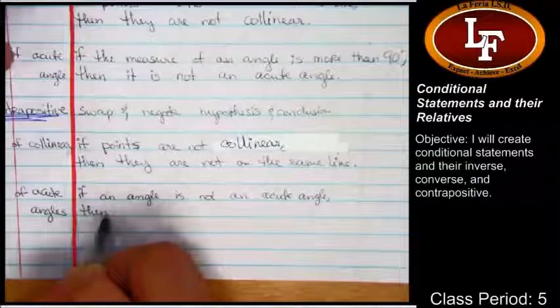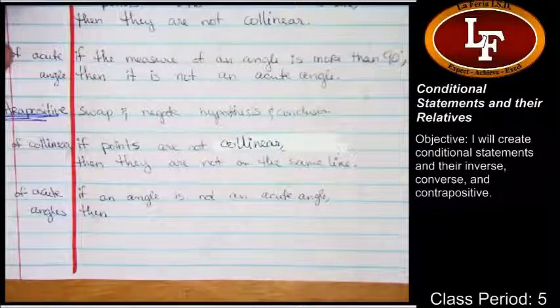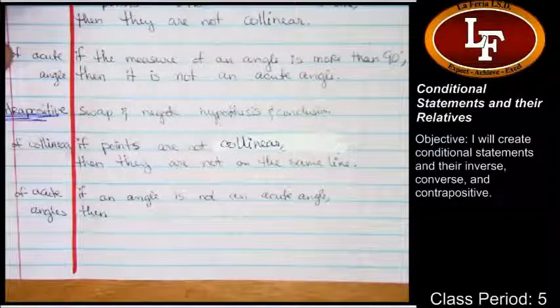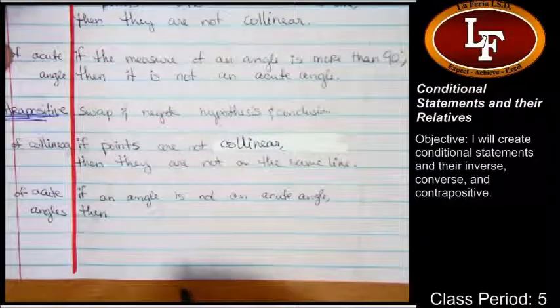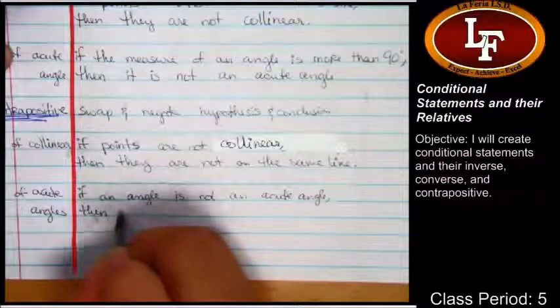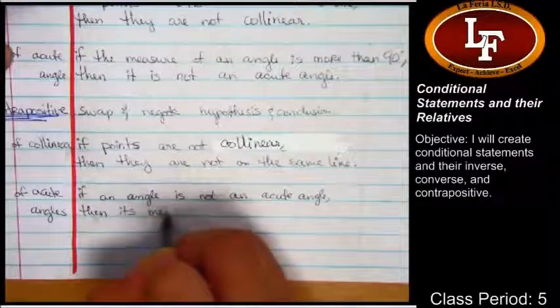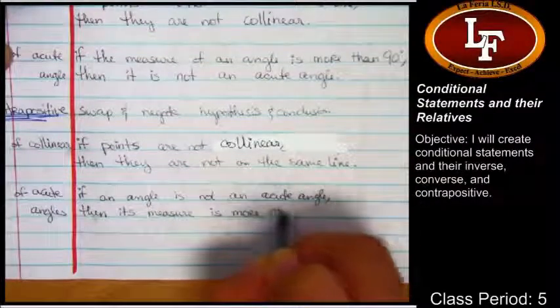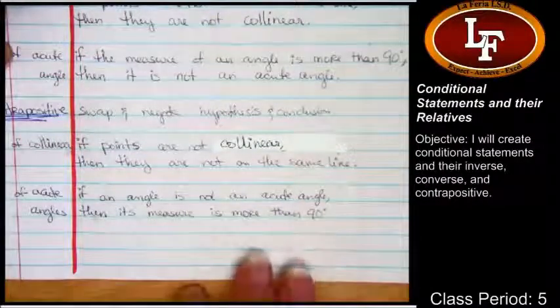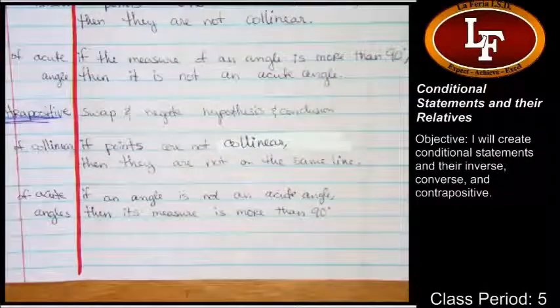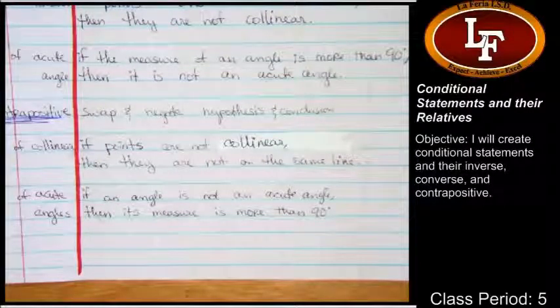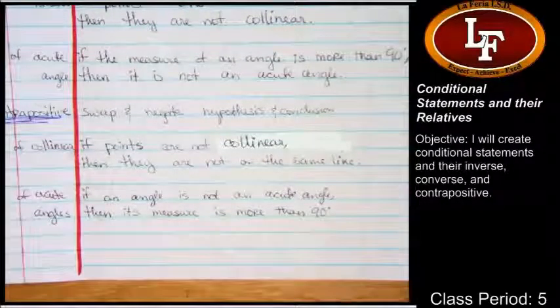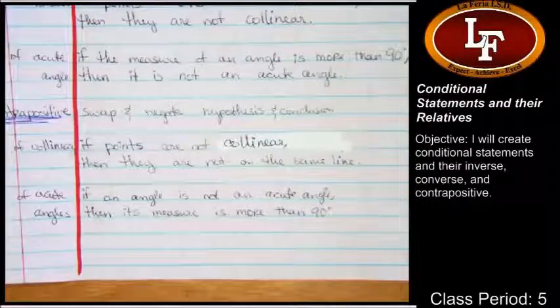then what was the hypothesis of the inverse? I know there's a lot of words in here. What is the hypothesis, the thing after the if, of the inverse of the acute angle conditional statement? The measure of the angle is more than 90. Awesome. Then its measure, the measure of the angle, is more than 90 degrees. Fantastic. You guys are epically smart. That's it. We're done with notes.